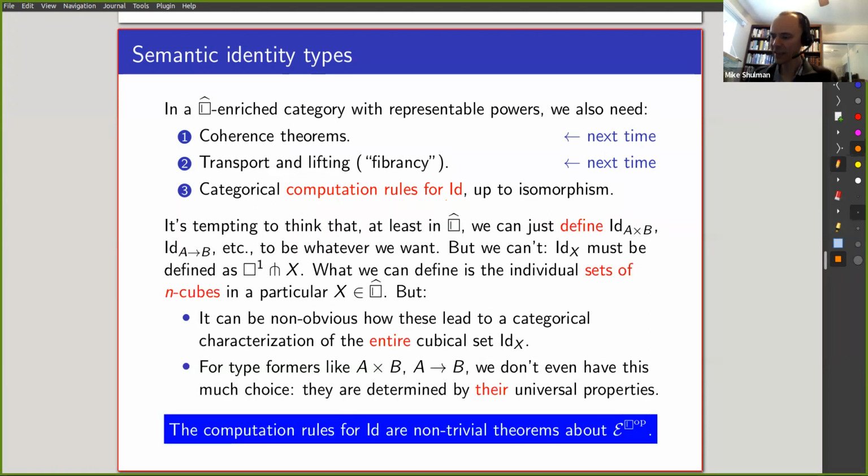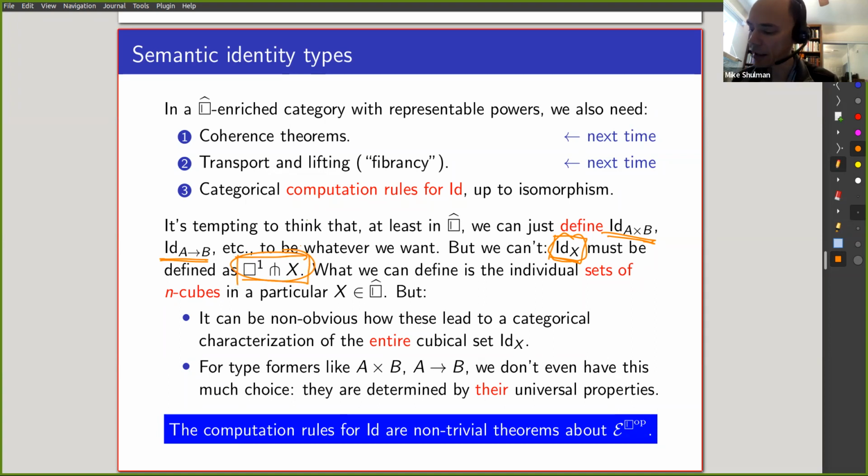It's a little bit tempting to think that, at least in cubical sets, we could just define these id things to be whatever we want them to be, but it's not really that simple. We introduced this cubical structure because we wanted to model the identity type structure that we see. So once we have the cubical enrichment, then to be consistent, the identity types actually have to be defined as this cubical power by the delta one, cube one, sorry. So that's not something that we can define by hand.